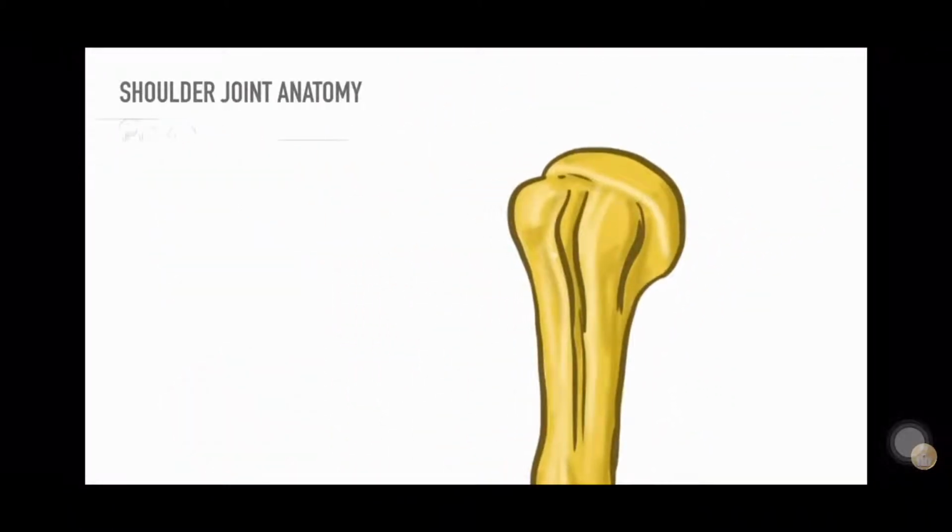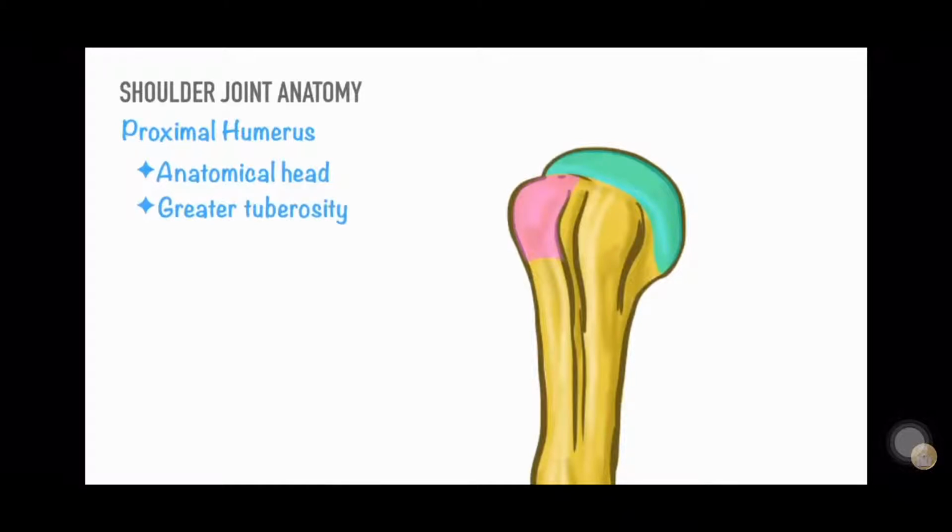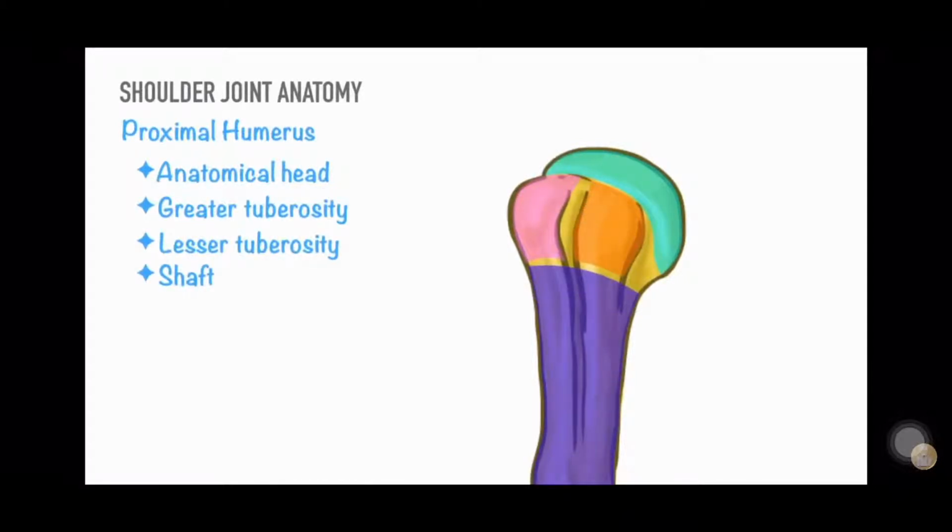The proximal humerus comprises four major parts: the anatomical head, greater tuberosity, lesser tuberosity, and the shaft. The anatomical head and the tuberosities make up the surgical head of the humerus. The surgical neck of the humerus lies at the junction of the surgical head and the shaft.